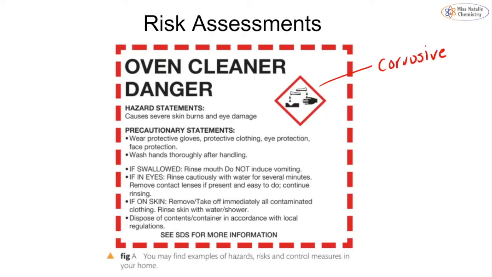So hazard statements would say it can cause severe skin burns and eye damage. So we want to wear protective gloves, protective clothing, eye and face protection. If we get it on our hands, we need to wash them thoroughly. It also tells you what to do if you do come into contact with it. So what to do if it's swallowed, it gets in your eye or on your skin, and also how to dispose of it. So this is a summary of the risk assessment that has been carried out on this particular oven cleaner that is then displayed on the bottle so that someone who is new to using it will know how to deal with it.